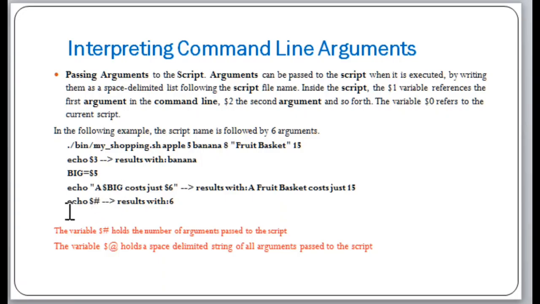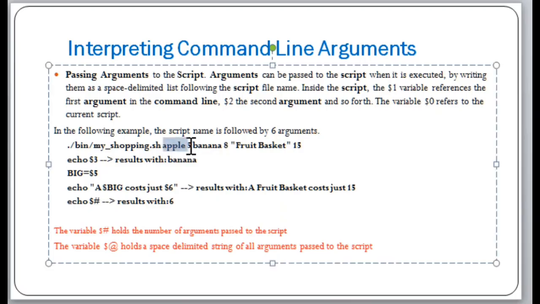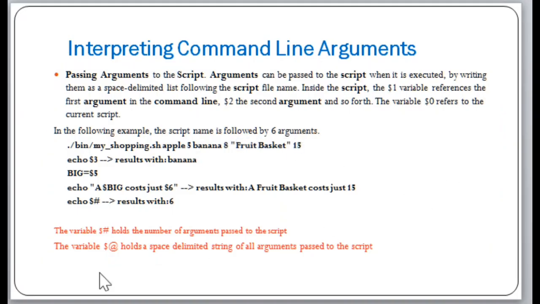It's telling you how many arguments are passed to the script. In this case, there are 6, right? Apple, 5, banana, 8, fruit basket, and 15. Okay, 6 arguments. And the variable $@ holds a space-delimited string of all arguments passed to the script. Okay.